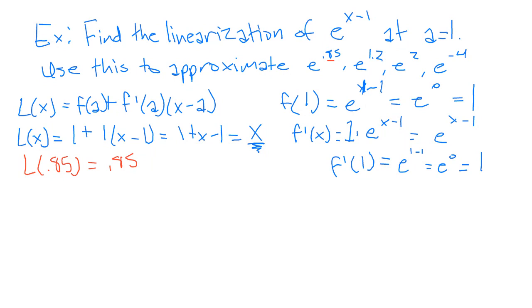So we can essentially just go ahead and create a table. Let's make a table with our x and our L of x. So we have 0.85, 1.2, 2, and negative 4. If we plug in, once again, our L of x just spits the same thing back out.